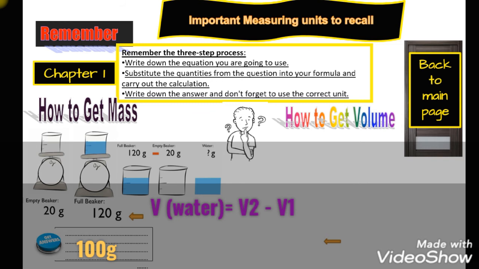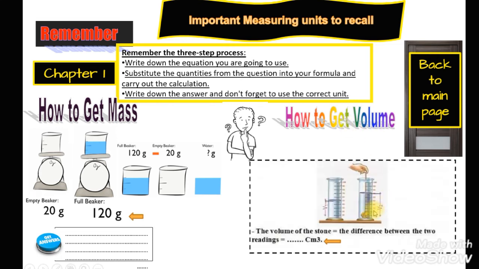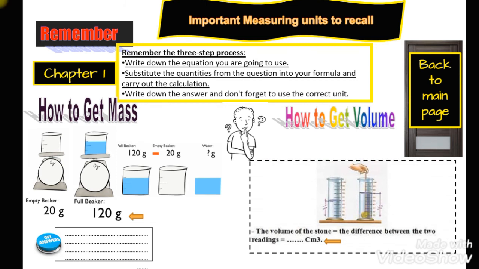Then the second property of matter is the volume. How can we get the volume of an irregular shape like this stone? First, we will pour some water inside a graduated cylinder. The graduated cylinder is a device to measure the volume of liquids and the volume of irregular shapes. Then we will record the reading of the water.